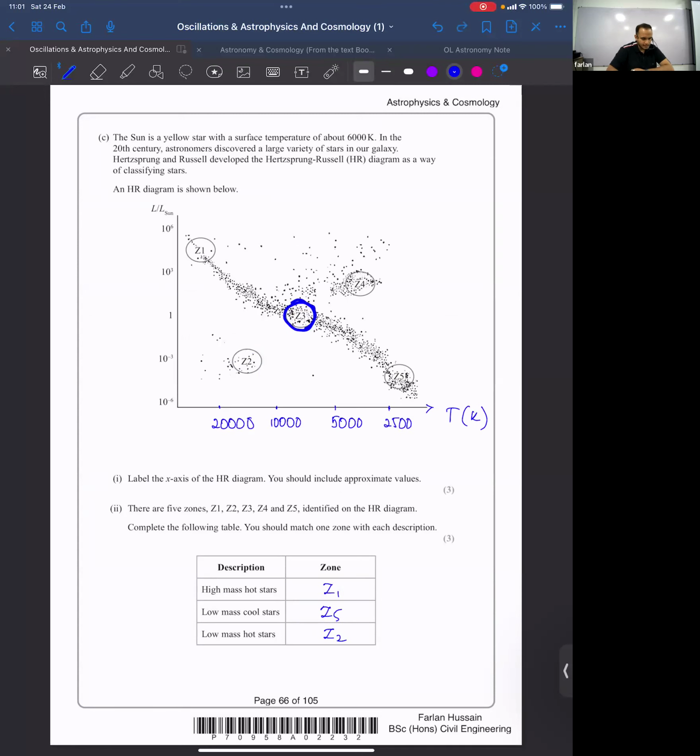Okay, currently Z3, and then it will come to Z2. But it won't come to Z2 at once. I'm saying finally it comes to Z2. So from Z3 it goes to Z4, and then from Z4 it comes to Z2.